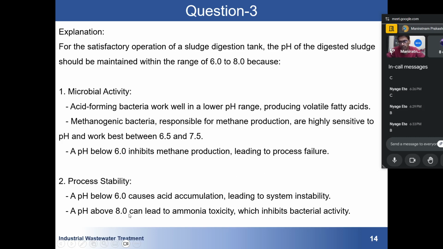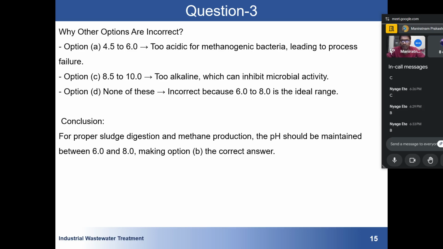So overall you can see that below 6 your process will fail, because methanogenic bacteria will die, and if the pH is too high, then some other kind of bacterial activity will occur and your aim to produce methane won't be fulfilled. So the final answer is correct. The correct answer is B, that is between 6 to 8.